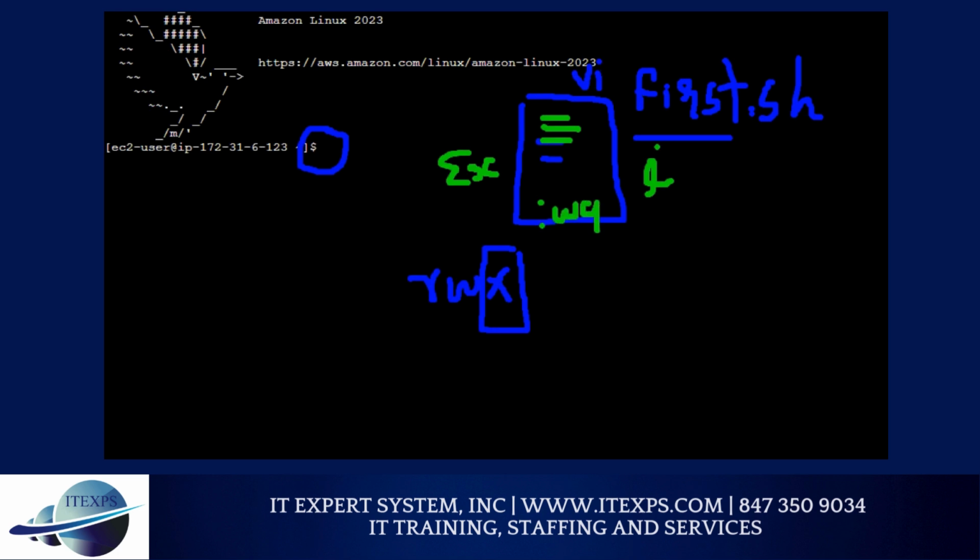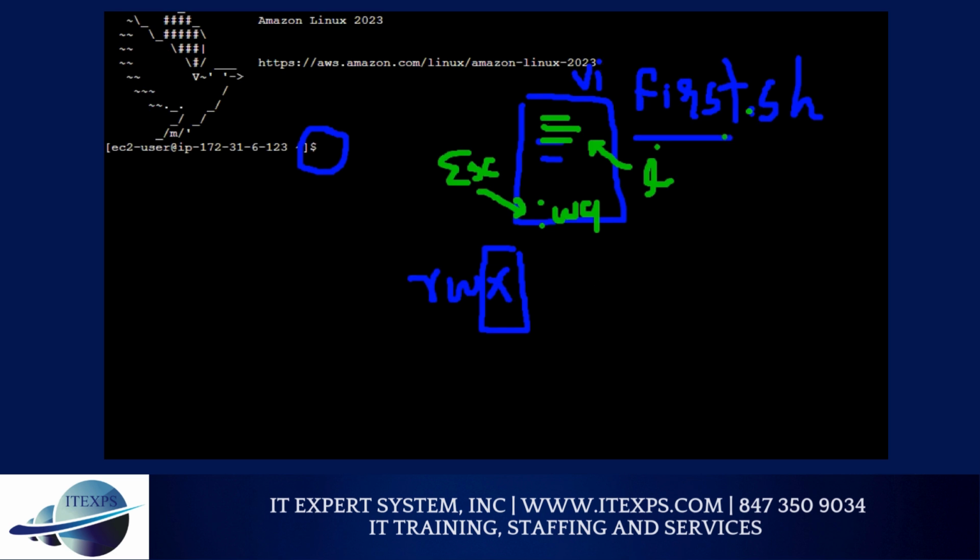:wq. W means write, Q means quit. So first you create a vi file, vi first.sh. Then you press I. When you do I, your file will become insert mode. You write a couple of commands. Then you do escape, then you do :wq. So this file is created.